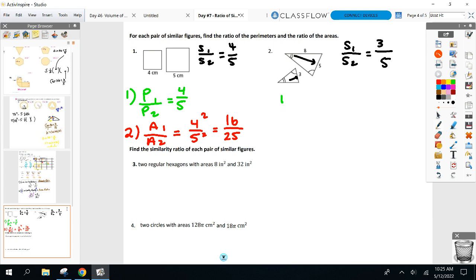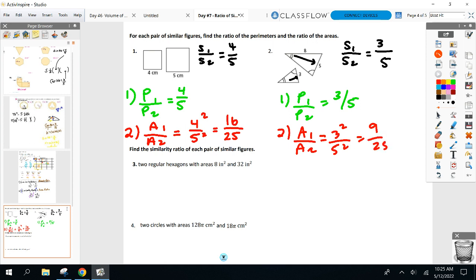All right, then what's the perimeter ratio? 3 to 5. 3 to 5 again. Again, not saying it's actually 3 and actually 5, it's just in some ratio of 3 to 5. And the area ratio is not 3 to 5, it's 9 to 25, because it's 3 squared over 5 squared. 9 over 25.